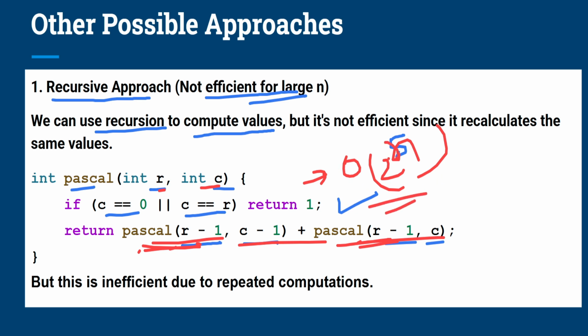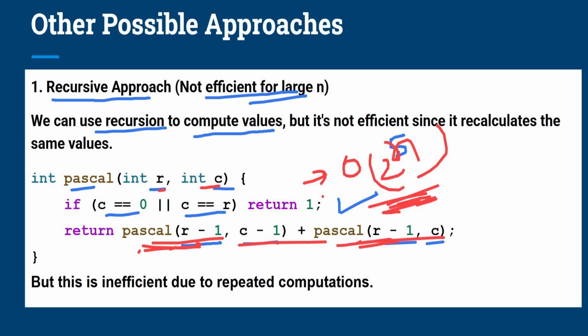Let's suppose n is very large. It will become the worst case. And that is why, without memorization, it gives an exponential time of O of 2 to the power n, sorry.